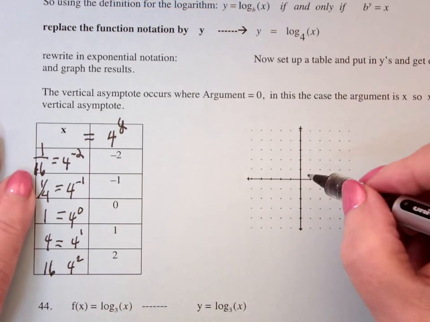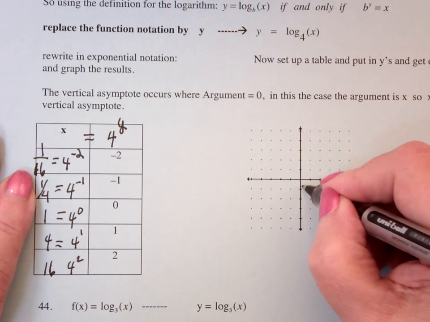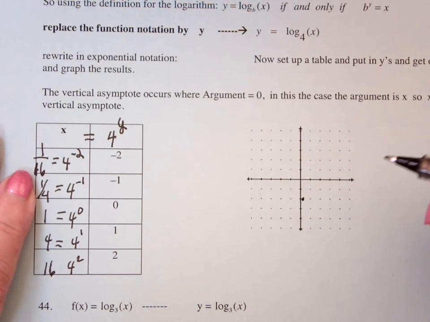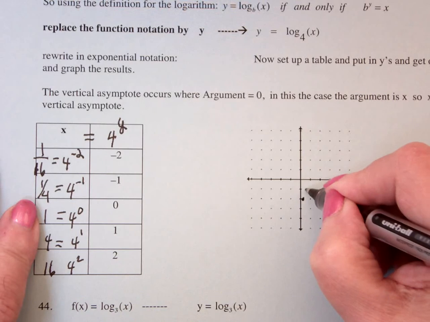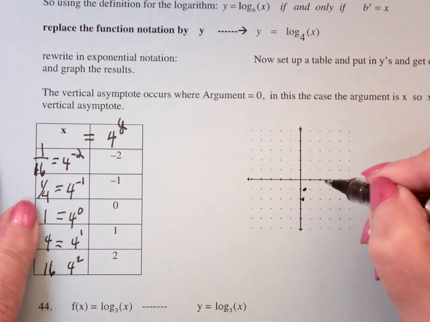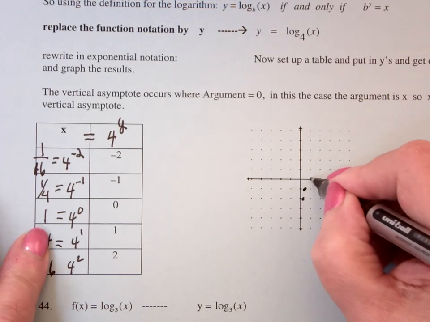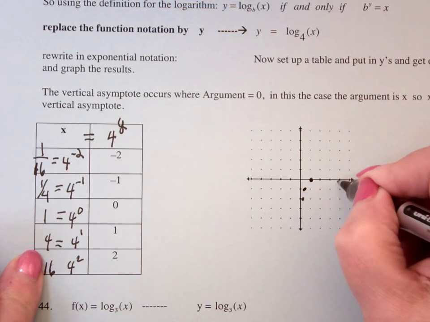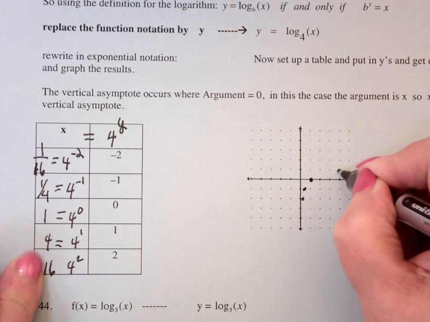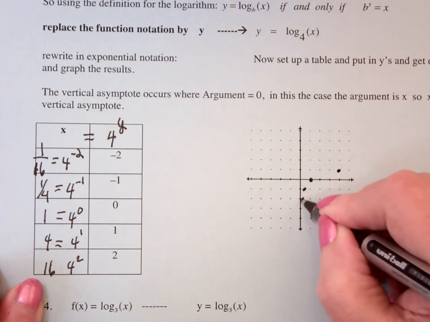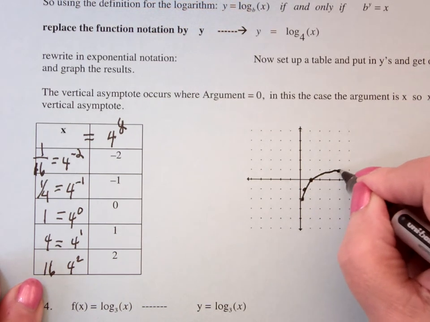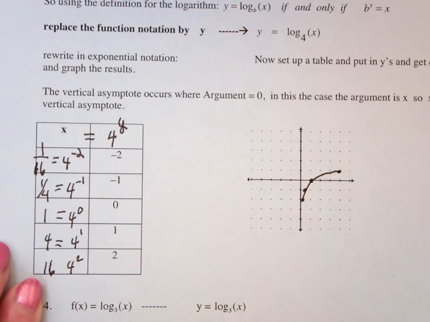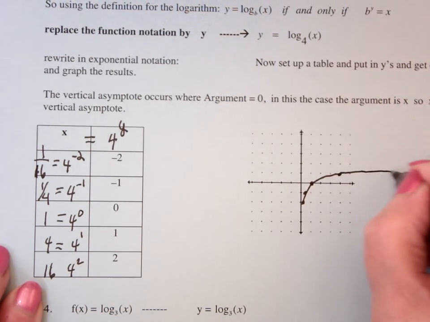So 1 over 16 is negative 2, very close to the y-axis. 1/4 is negative 1. 1 is 0. 4 is 1. And then 16 is all the way out there. So now there's that guy. And remember, he's going to continue to go this direction.